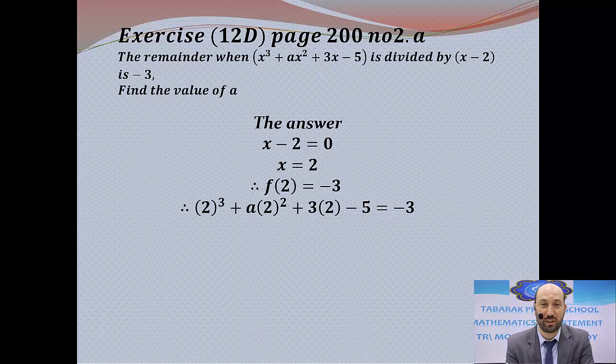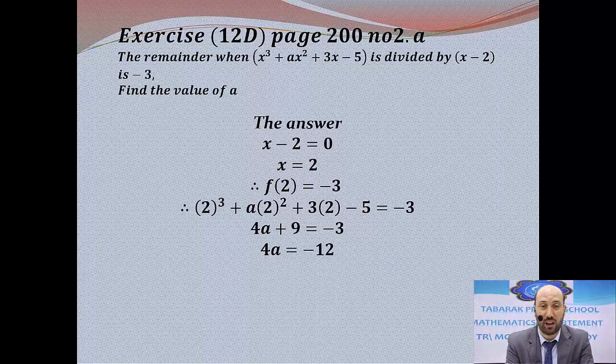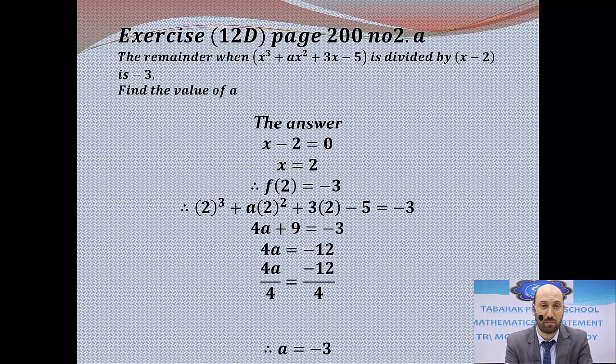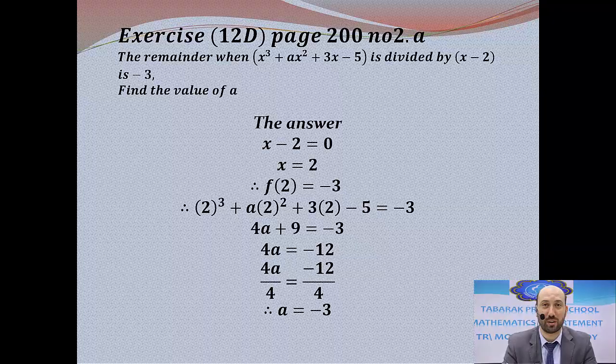So it becomes 2 power 3 plus a times 2 power 2 plus 3 times 2 minus 5 equals negative 3. By simplifying, we will have 4a plus 9 equals negative 3. So 4a equals negative 12. So divide by 4, a equals negative 3. So now the remainder when the expression is divided by x minus 2 is negative 3, and the value of a is negative 3.